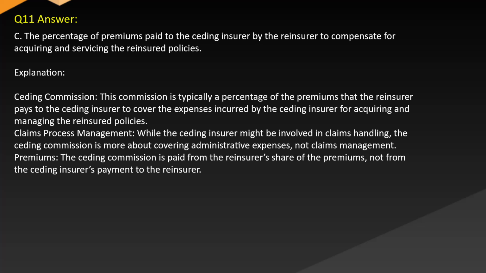Answer: C. The percentage of premiums paid to the ceding insurer by the reinsurer to compensate for acquiring and servicing the reinsured policies. Explanation: Ceding commission. This commission is typically a percentage of the premiums that the reinsurer pays to the ceding insurer to cover the expenses incurred by the ceding insurer for acquiring and managing the reinsured policies.